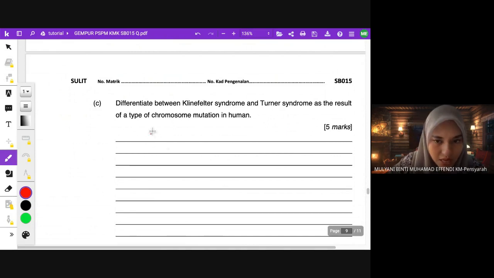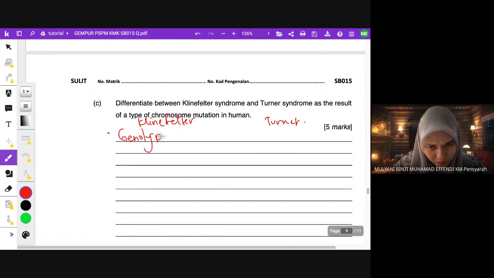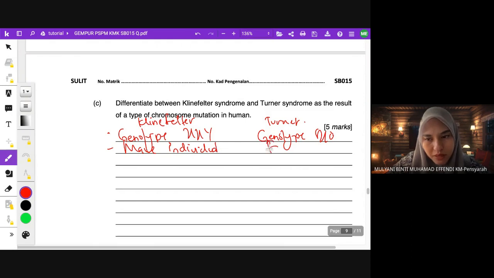Okay, so dah ada 5 point kat situ, 5 markah. So kita mula, saya buat dalam bentuk table, tapi nanti ingat dalam exam tak boleh buat dalam bentuk table ya. So Klinefelter genotype dia, orang yang Klinefelter ni genotype dia kamu boleh juga cerita XXY. Kalau Turner ni adalah genotype-nya XO. Okay, itu satu point dah. So Klinefelter ni dah ada Y kat situ, dia mestilah male individual, while Turner is female individual.